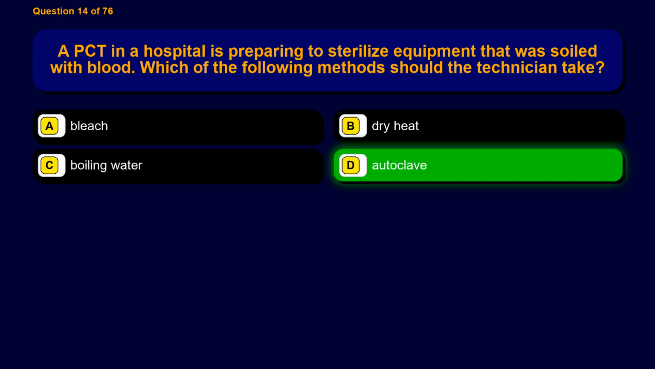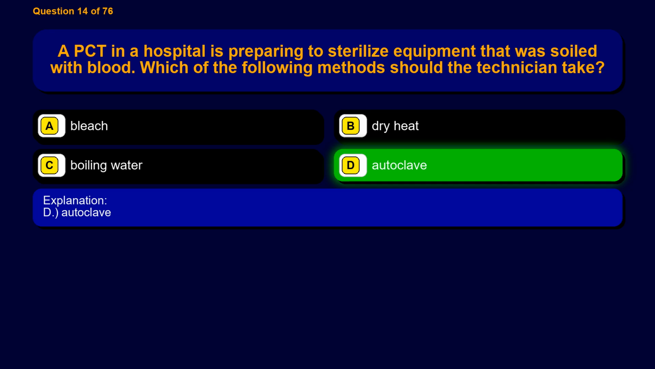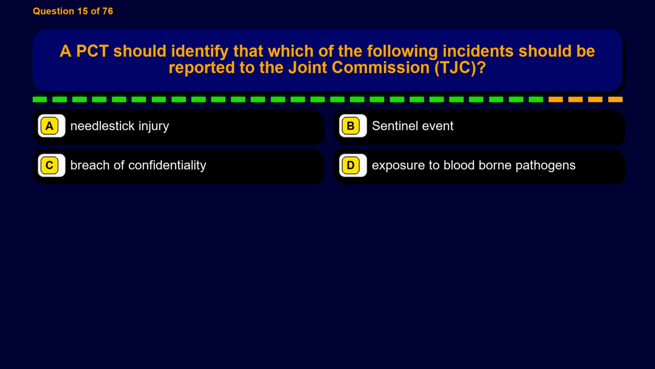The correct answer is option D, autoclave.